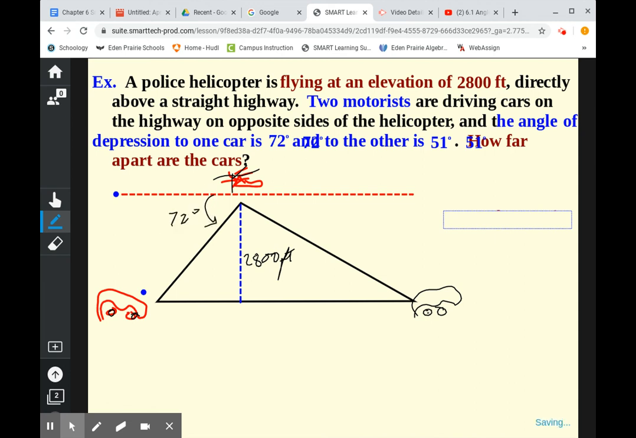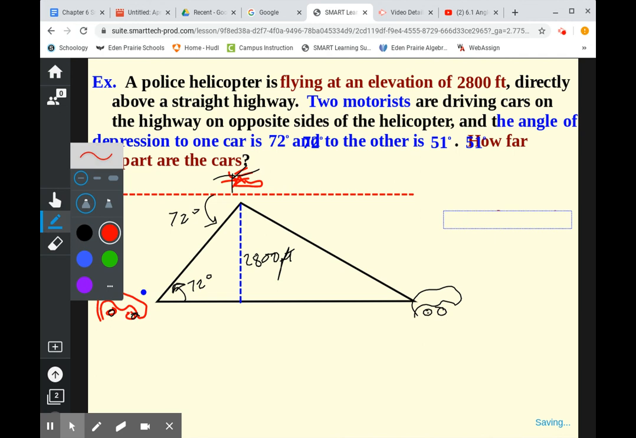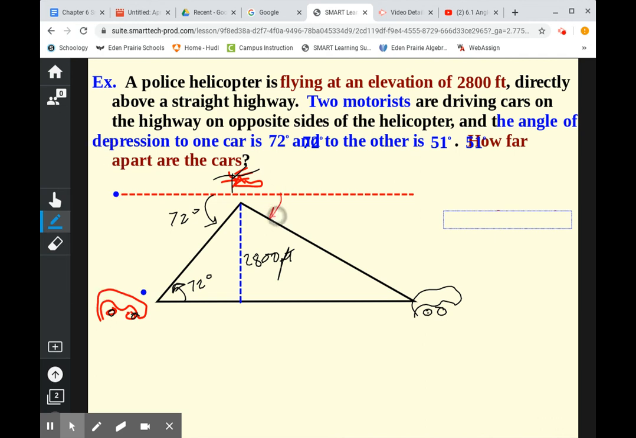If that is 72 degrees, alternate interior angles, two parallel lines cut by a transversal, would be equal. So that's 72. That's also 72 degrees. The other one says the other car's angle is 51 degrees. So if the angle of depression here is 51 degrees, this angle in here is also 51 degrees.